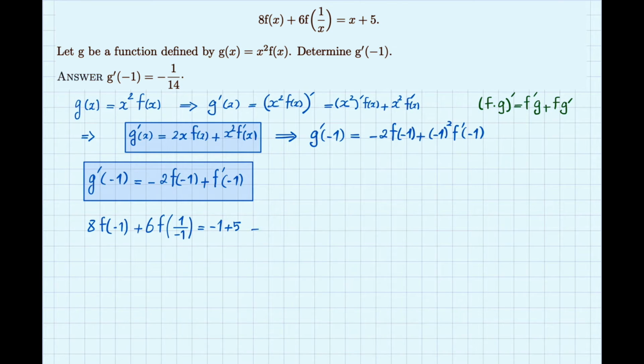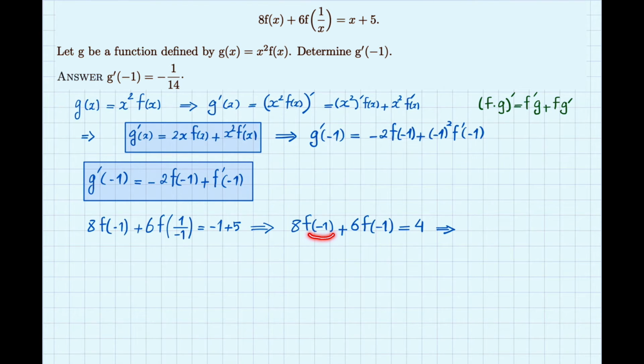So let us see how this will work. For the first one I cannot do anything, so let me just write 8 of f of minus 1. And then you see that this problem is actually fine-tuned for this solution, because now 1 over minus 1 is exactly minus 1, not a new number. So it becomes 6 of f of minus 1, and on the right hand side minus 1 plus 5 is just simply 4.